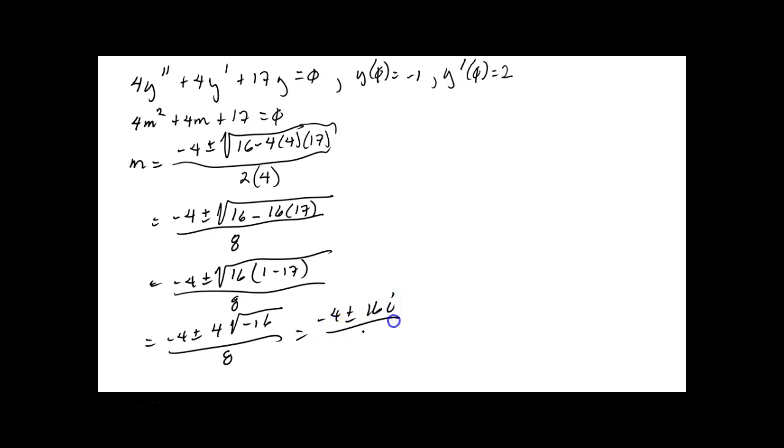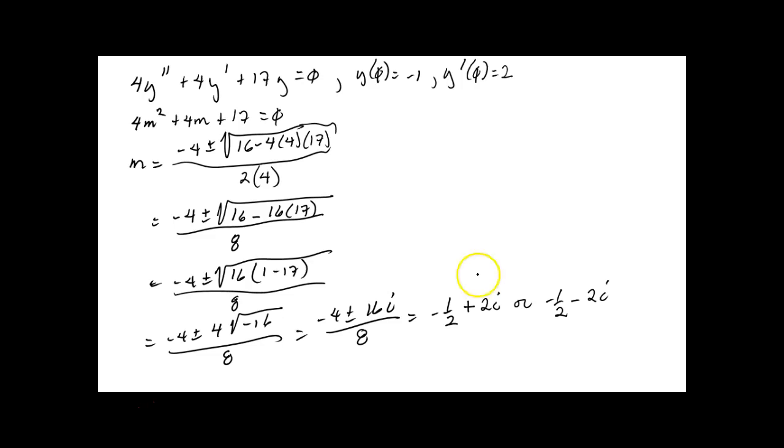16i over 8, which is minus 1/2. That's minus 4 over 8, plus 2i, or minus 1/2 minus 2i. Did you get anything close to that? Sure, yeah. I hope I did it right. I believe I did. Yeah, okay, it looks right.